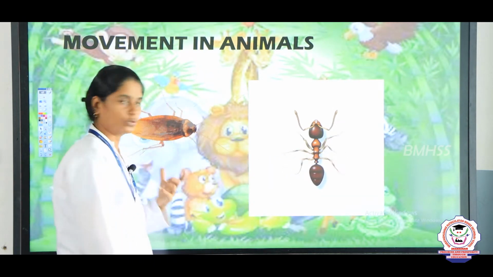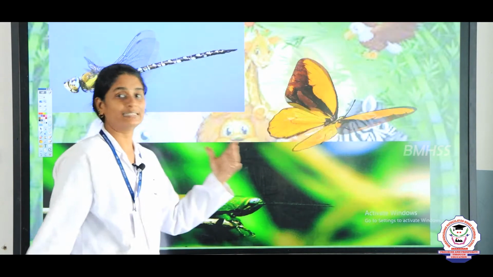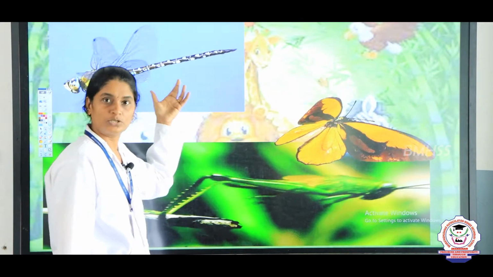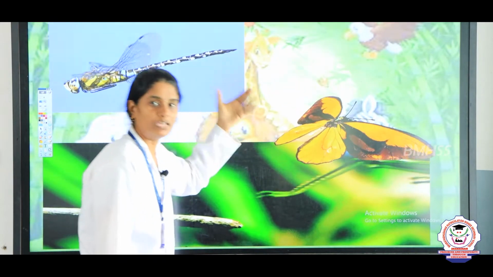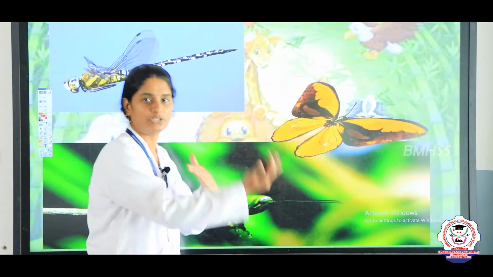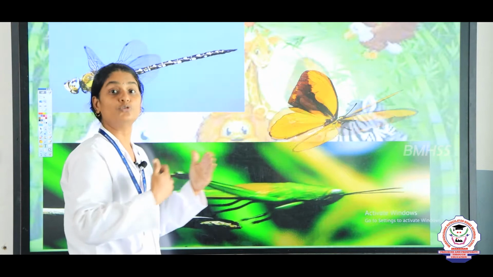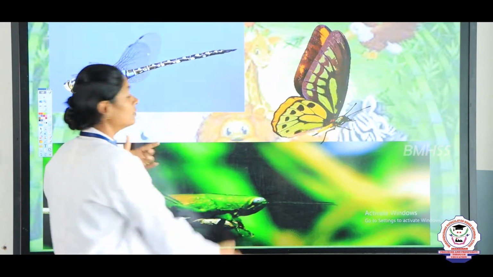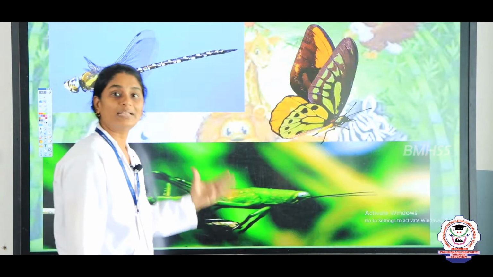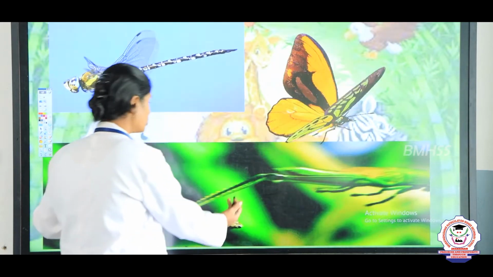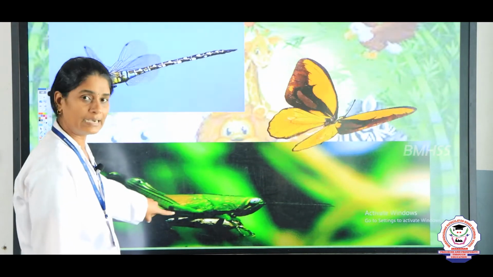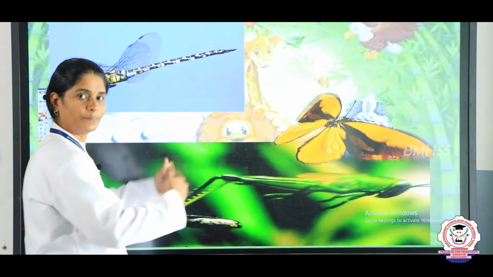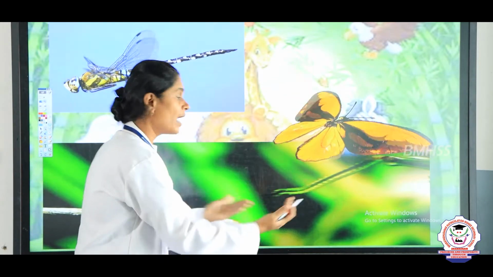Example, ant, cockroach, right. And some more insects, for example, butterfly and dragonfly, move with the help of wings. When insects have wings, they use their wings to move from one place to another. And also the insect grasshopper. The grasshopper hops. The grasshopper uses very strong hind legs. You can see the hind legs, right. Using those strong hind legs, they hop and move from one place to another.